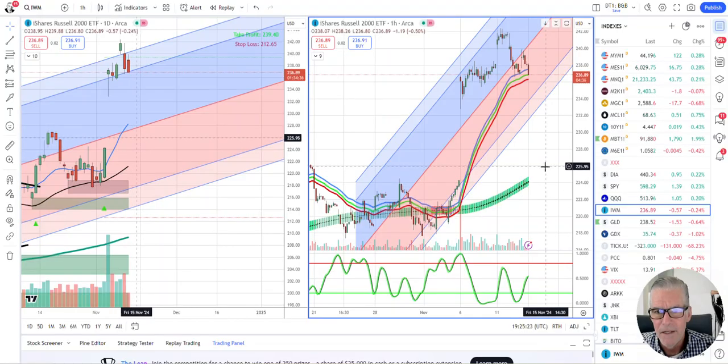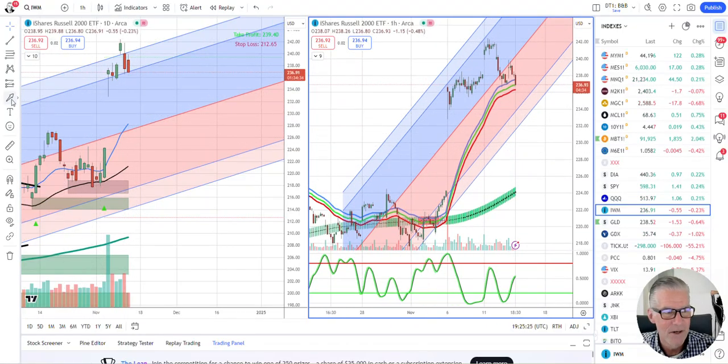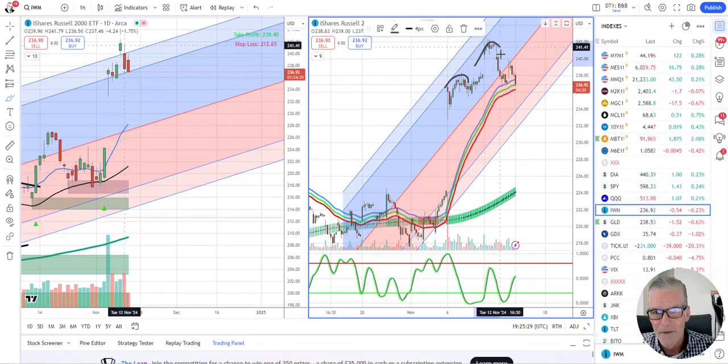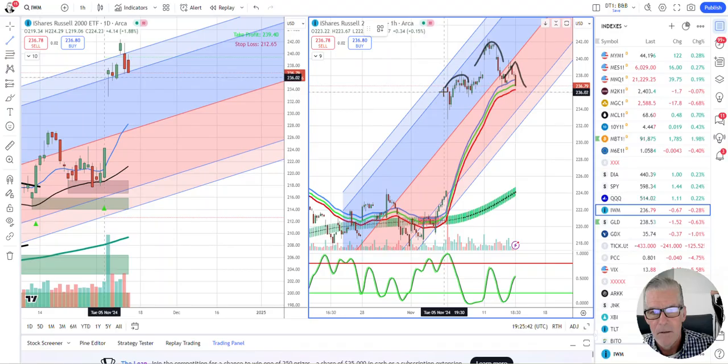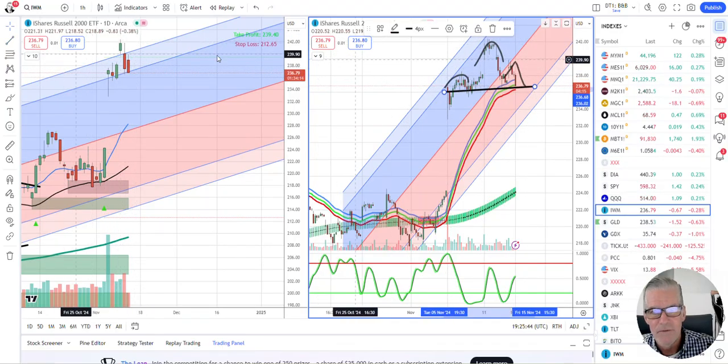What does it look like on the hourly chart? Well, it looks a little nefarious here, I have to say. A little bit kind of toppy, right? Now, the head and shoulders top is a very unreliable pattern. More often than not, they morph into something more like a wedge, a falling wedge.